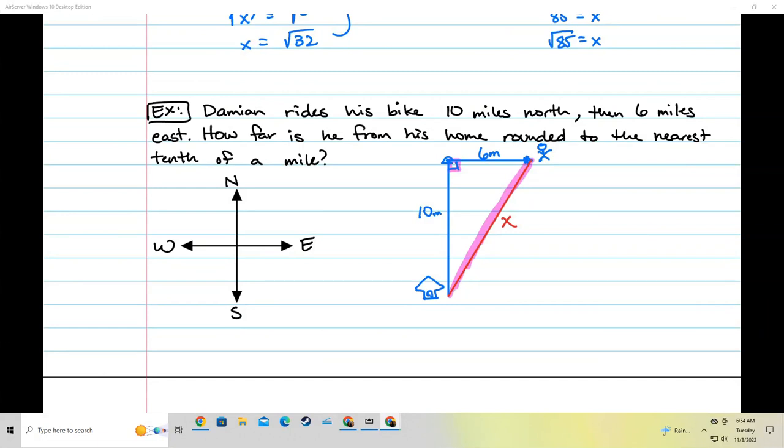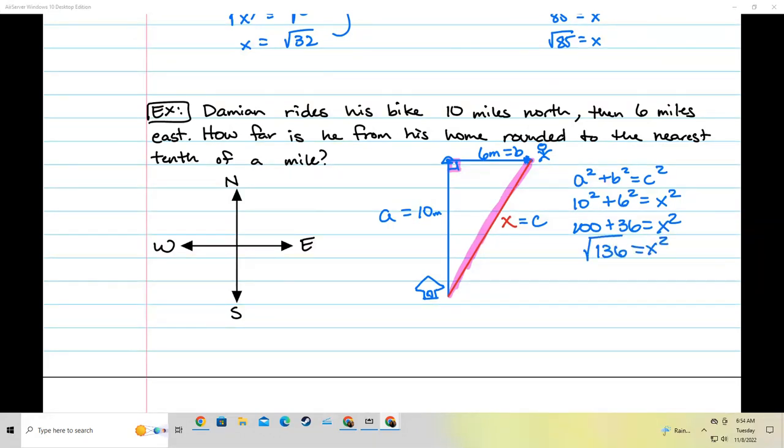Because it's a right triangle and I got 2 out of the 3 sides, I can go ahead and use the Pythagorean Theorem, which says a squared plus b squared equals c squared. Remember, this one is your C because that's your hypotenuse. That means the other ones don't matter. I'm going to call this one A and I'm going to call this one B. So when I start plugging this in, I get 10 squared plus 6 squared equals x squared. 100 plus 36 is equal to x squared. That gives me 136 is equal to x squared.